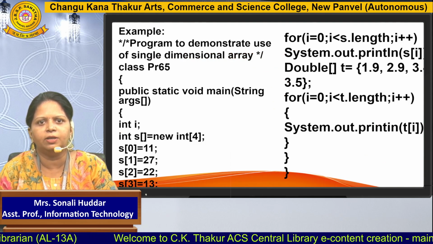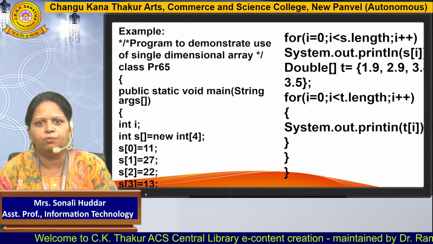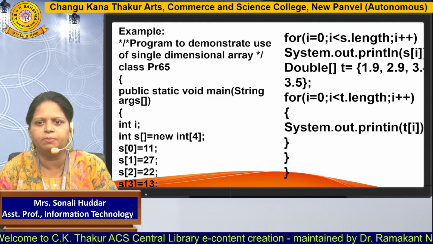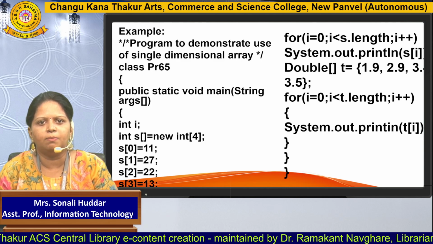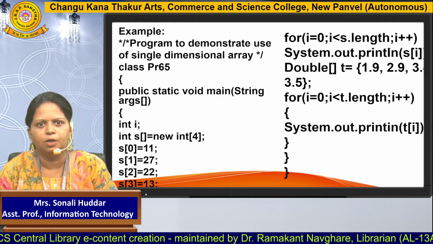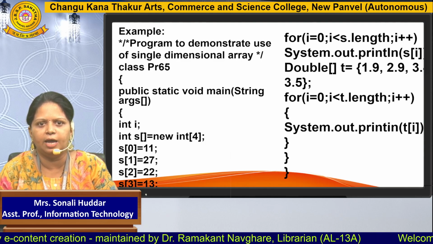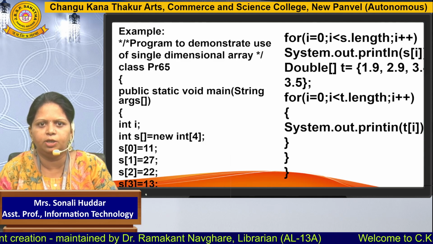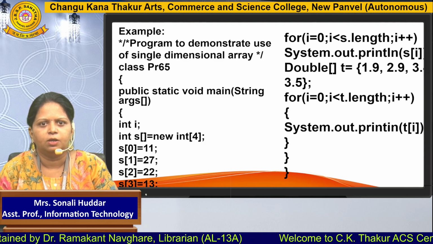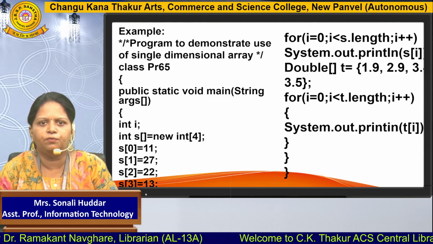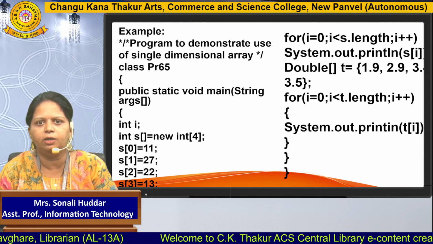Here you are declaring one class, program 65, public class, static void main string args. Here you are declaring the main method. The execution of a Java program always starts from the main method. In that main method, I am declaring one integer variable i, which is my counter variable, and one integer array s, which has a total length of 4. So int s square bracket is equal to new int 4.